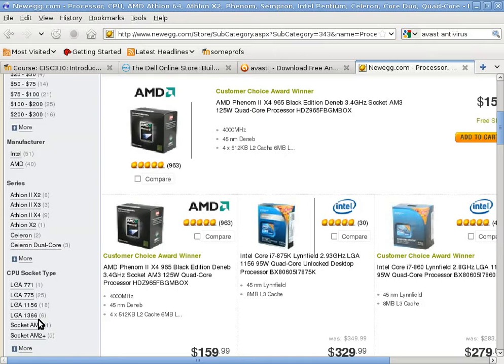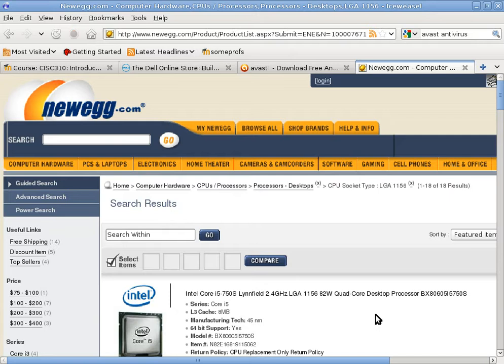Because if you buy an Intel processor and you specify an AMD motherboard, they won't work. I mean, you can't even plug it in physically. So you've got to make sure that you select the right socket type and select a motherboard of the same socket type. So we're going to select 1156, and it will narrow down the choices to all the processors of that socket type.